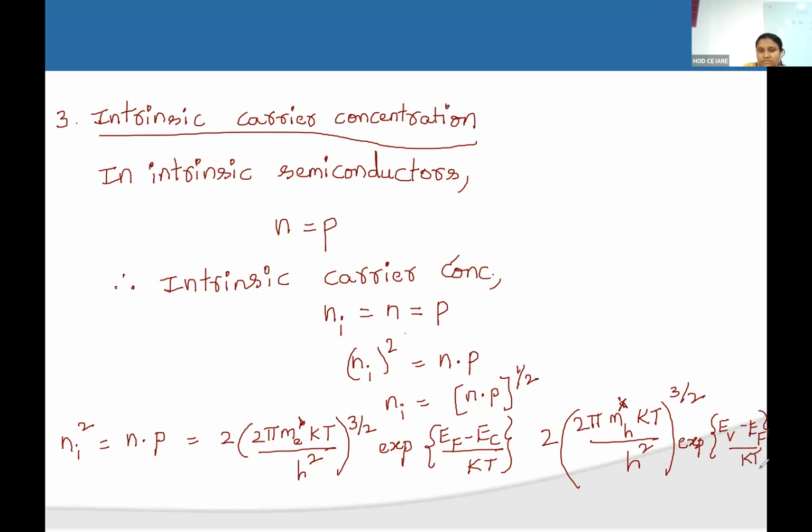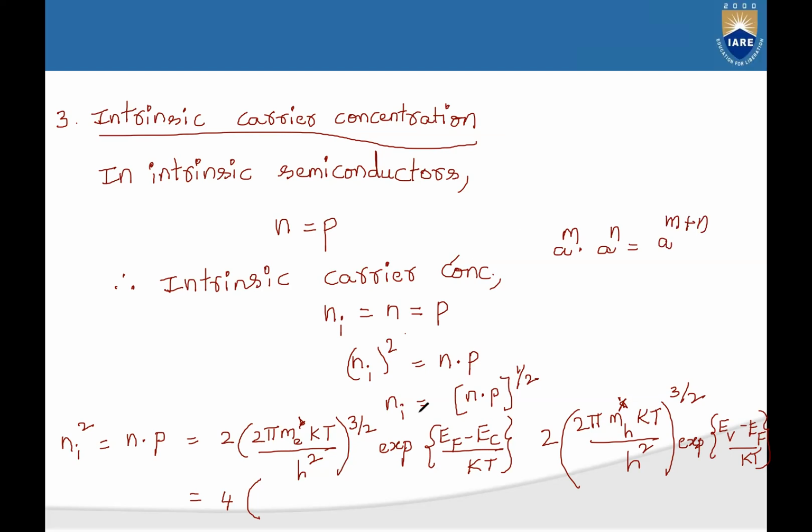Okay, now multiply both equations. If you multiply, what will we get? Here I have 2, here also I have 2, so 2 into 2 will become 4. Then next, take out the common terms. Here I have 2 pi kT by h square, here also 2 pi kT by h square, each whole to the power of 3 by 2. You people know this: a to the power of m into a to the power of n, I can write as a to the power of m plus n. Am I correct, students?